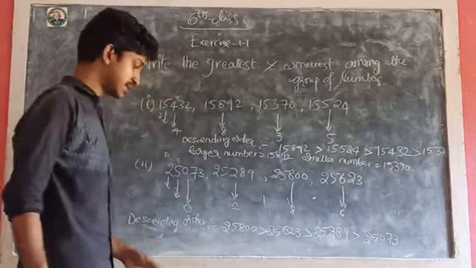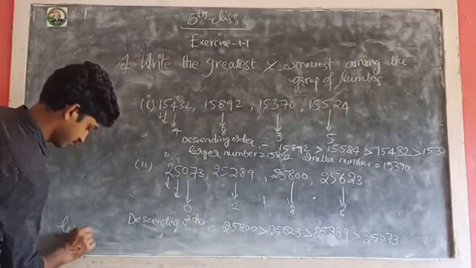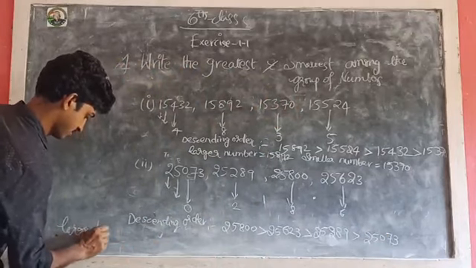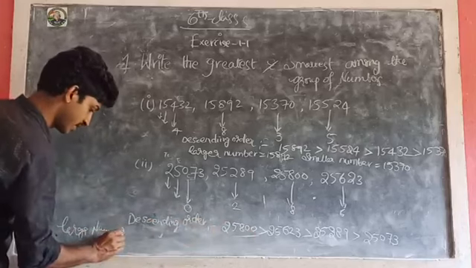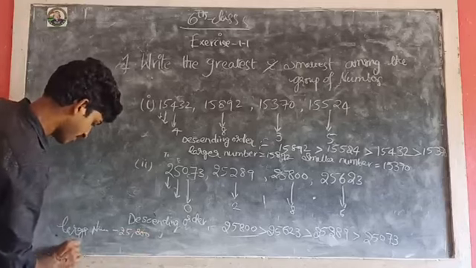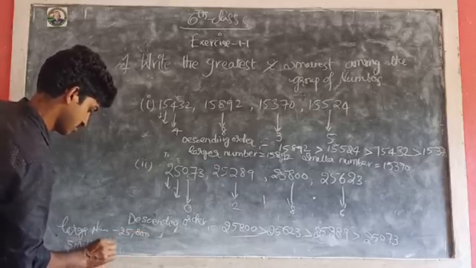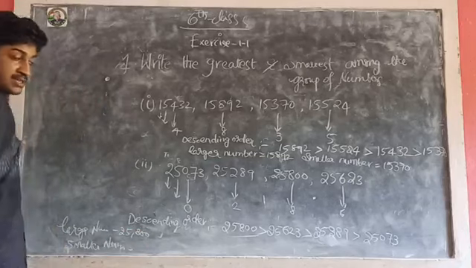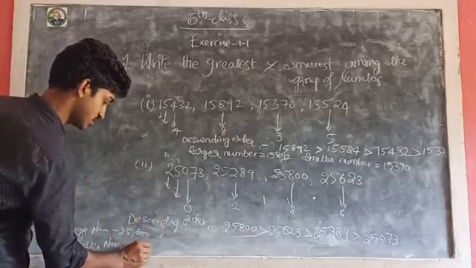In this, the larger number is the first number, 25,800, and the smaller number is the last number, 25,073.